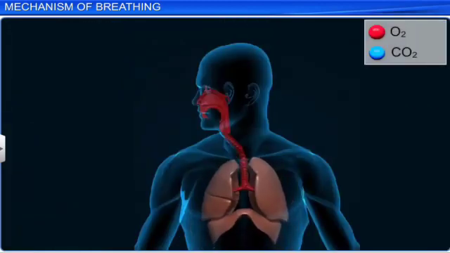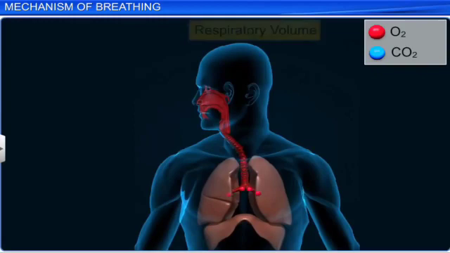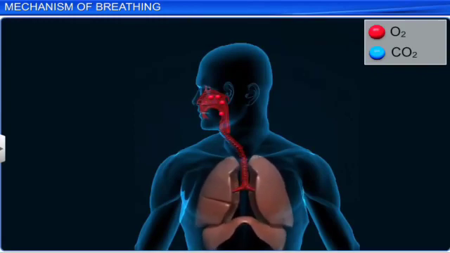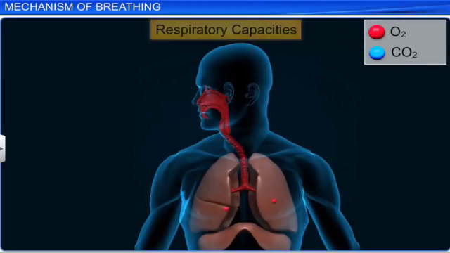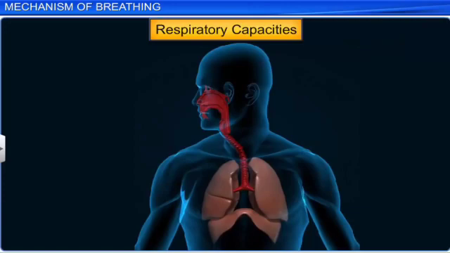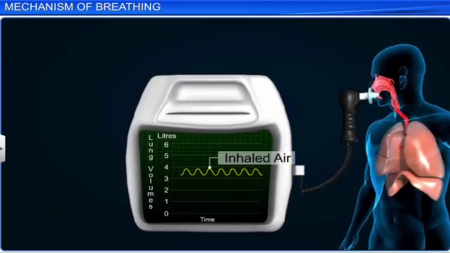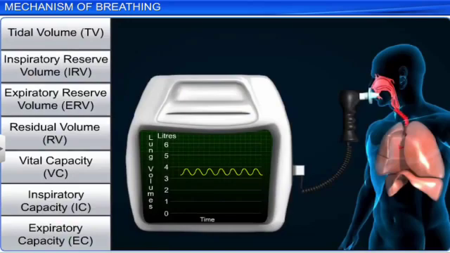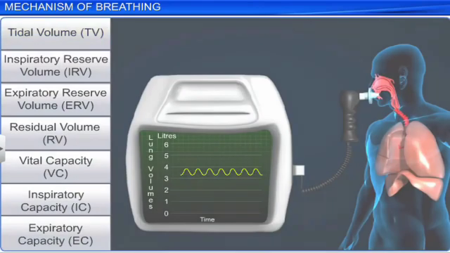The volume of gas contained within the lungs is called respiratory volumes, and different combinations of lung volumes are called respiratory capacities. The volume of air inspired and expired by the lungs can be estimated by using a procedure called spirometry. Let's discuss the respiratory volumes and respiratory capacities.